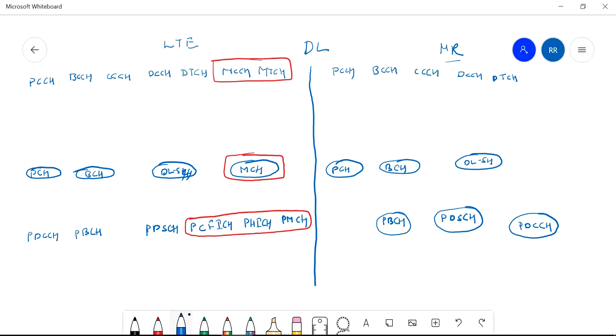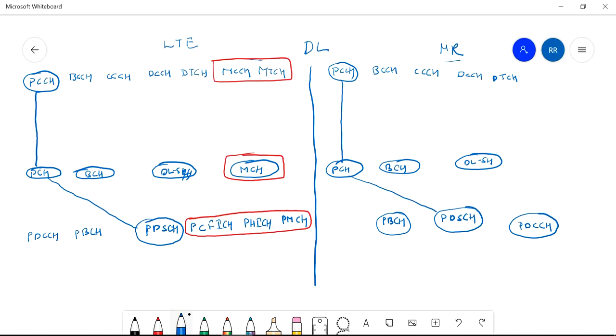So this PCCH, the paging control channel, is mapped with the paging channel, and this paging channel is mapped with PDSCH. Okay, and here also it's the same, PCCH is mapped with PCH, and PCH is mapped with the physical downlink shared channel, same.